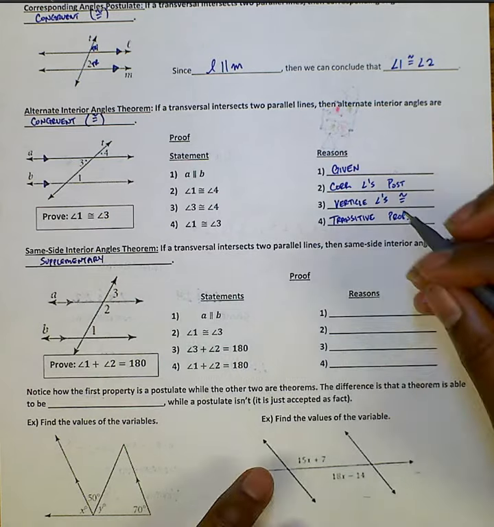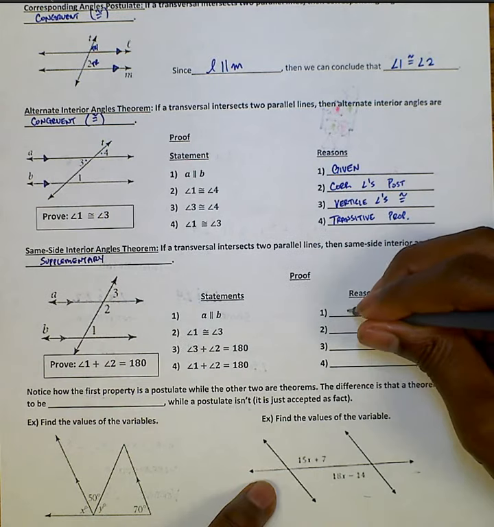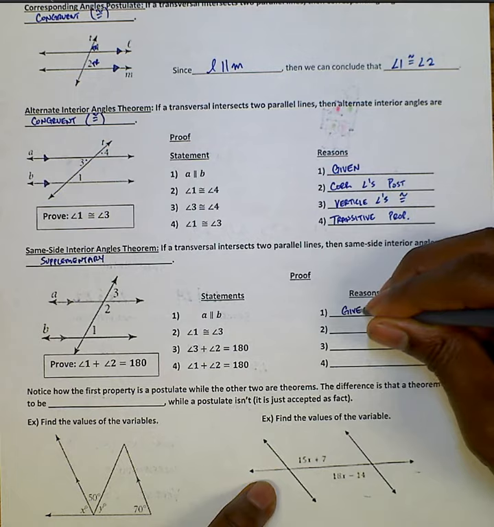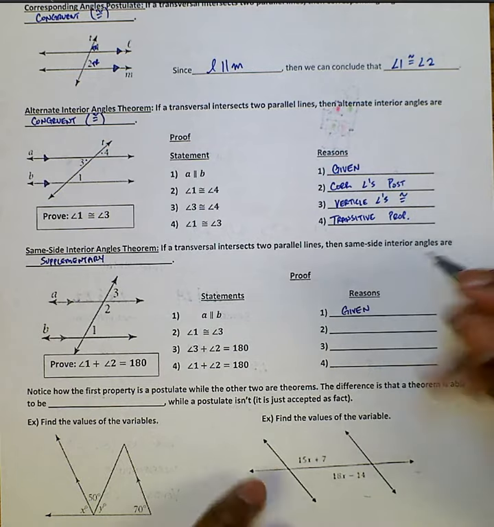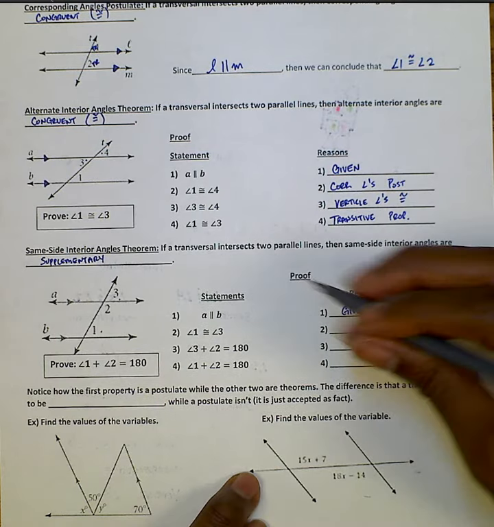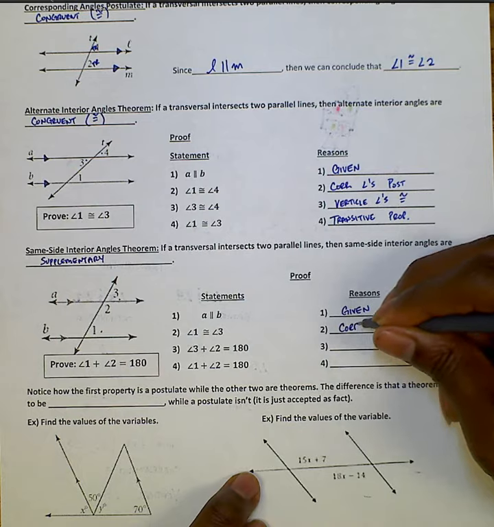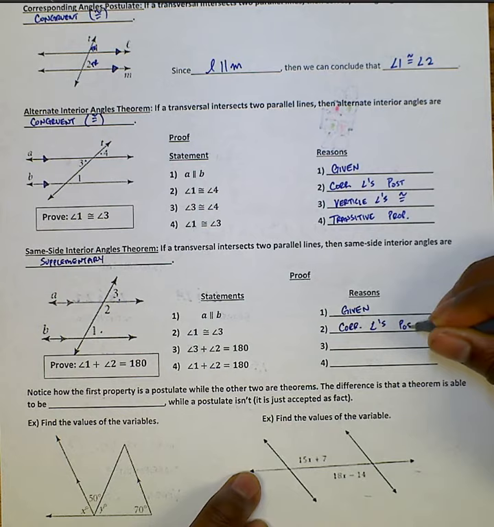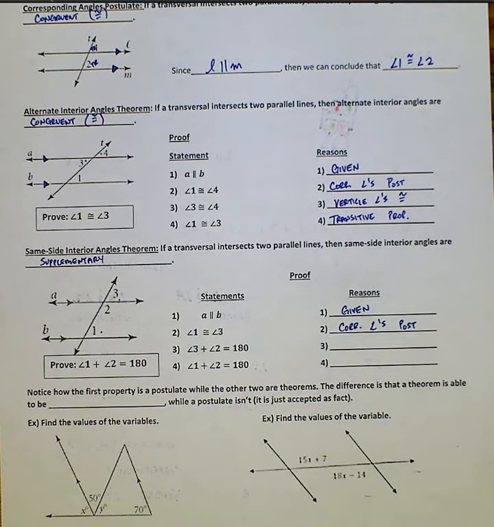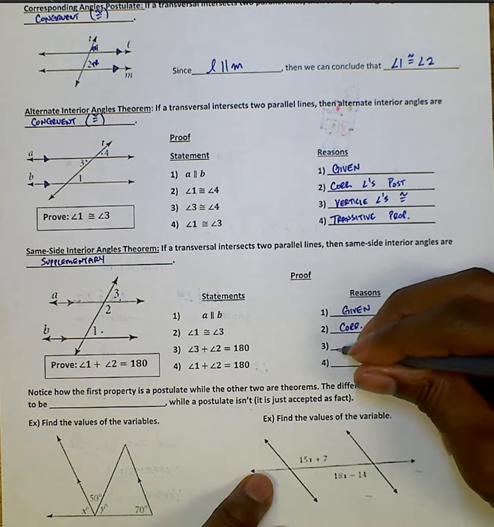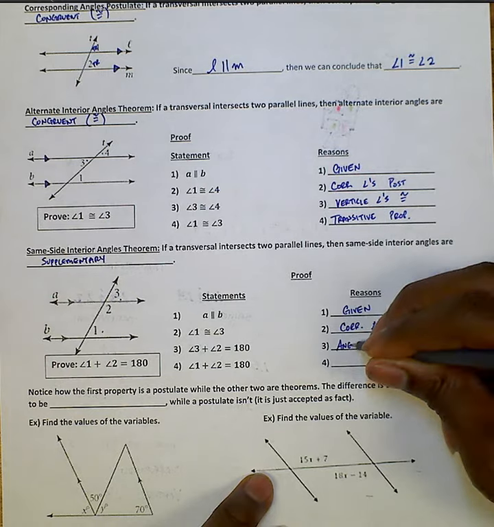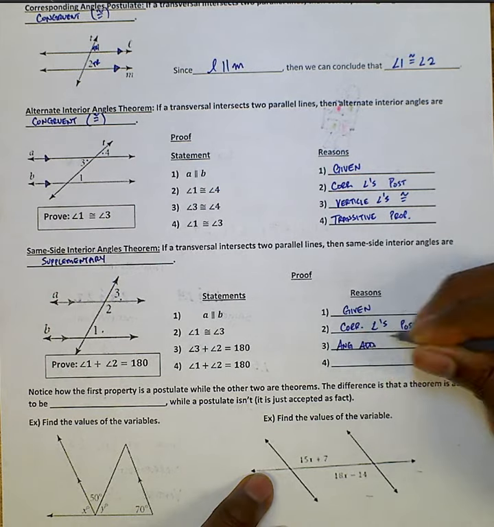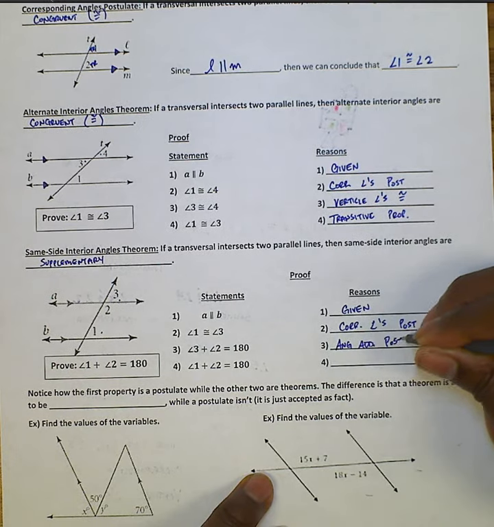They told us that with those arrows, so that's given information. Angle 1 is congruent to angle 3. Again, those are corresponding angles, so our corresponding angles postulate is what we'll use. Then it says that angle 3 plus angle 2 is 180. Alright, and that can be our angle addition postulate. Right, because we have two angles that make a straight line, we know it has to equal 180.